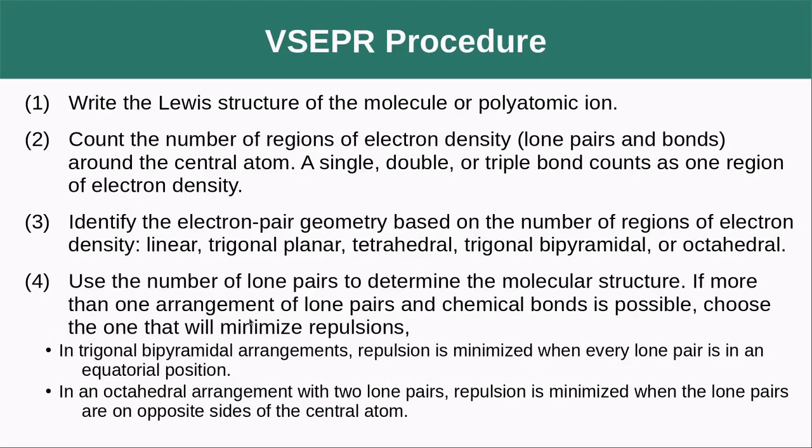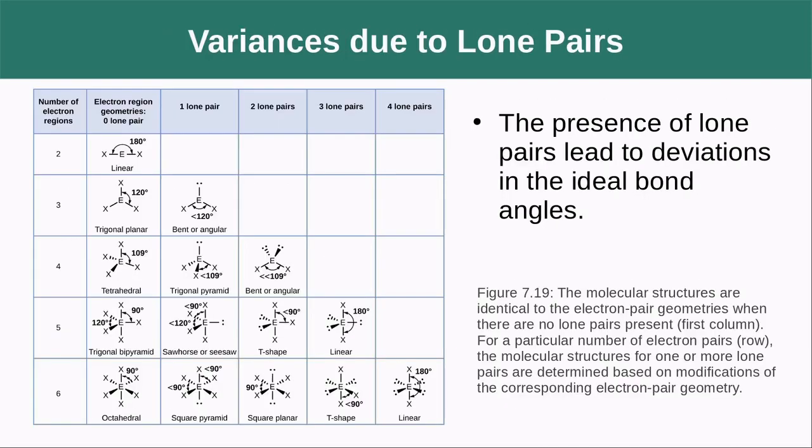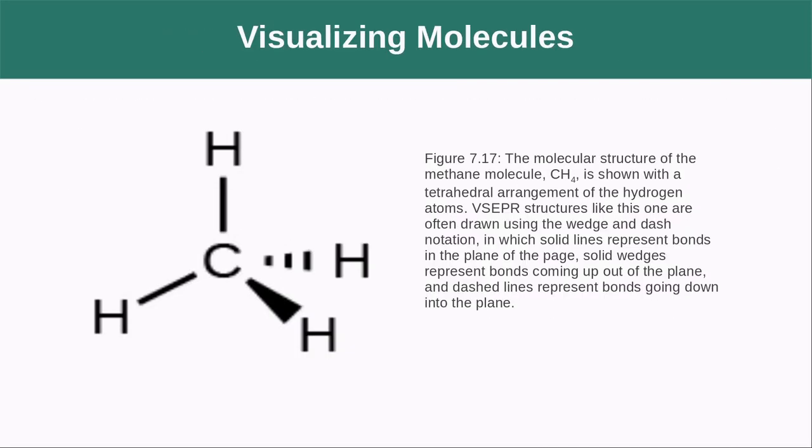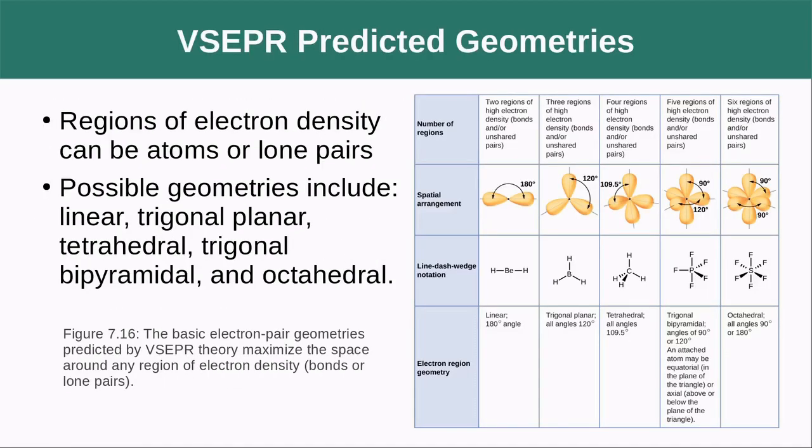The VSEPR procedure. The first thing we're going to do is write out the Lewis structure of a molecular polyatomic ion. Second, we're going to count the numbers of electron density, the lone pairs and bonds around the central atom. A single, double, or triple bond counts as one region of electron density in this case. Third, we're going to identify the electron pair geometry based on the number of regions of electron density. And you're going to do that by going back to this table in conjunction with this table here.